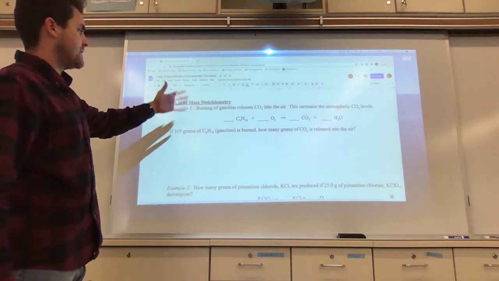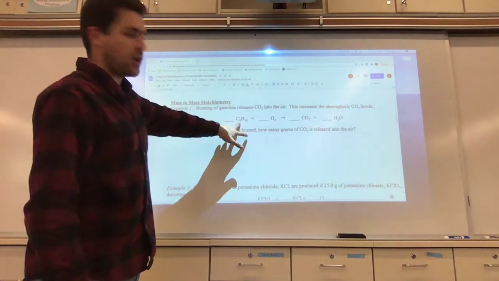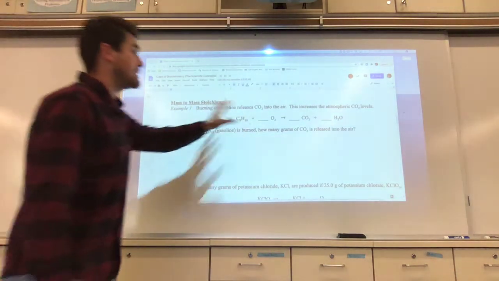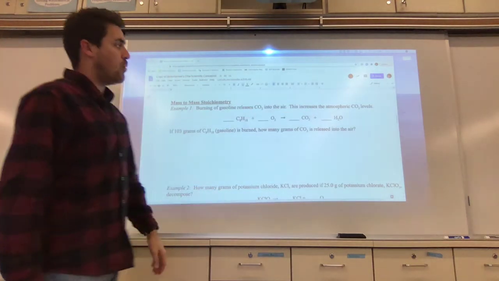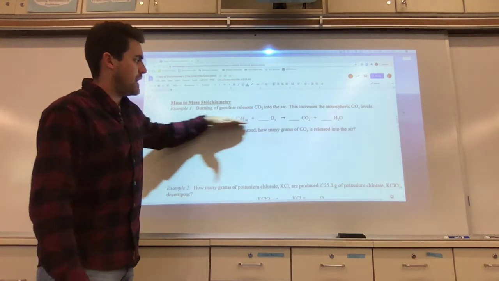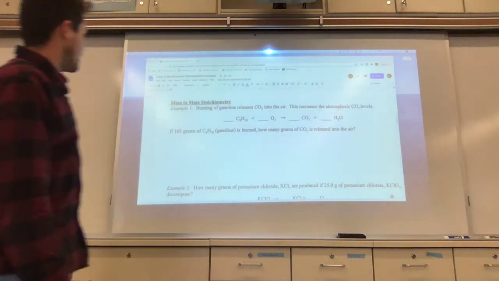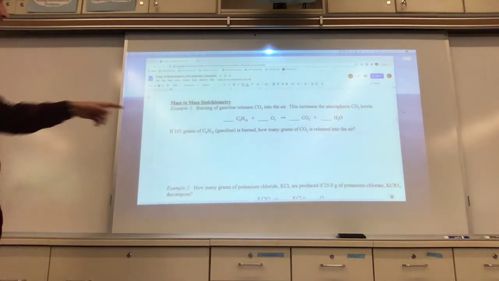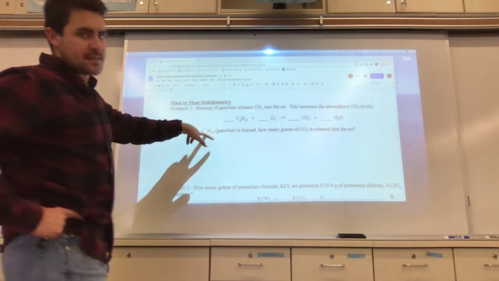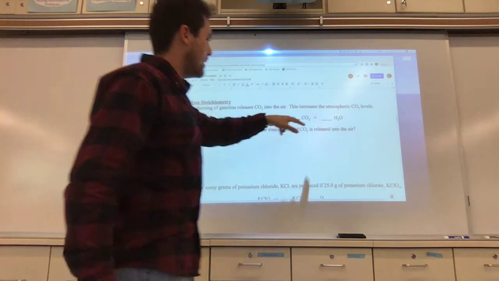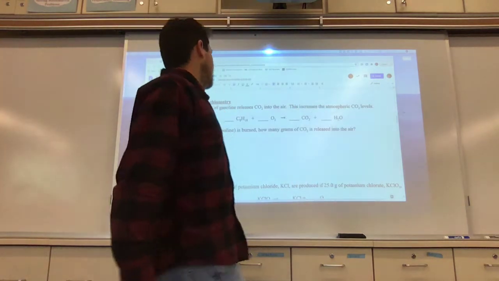So example 1 says I'm burning gasoline. I'm going to call it octane this time. So gasoline is octane, pure octane. It releases CO2 into the air and obviously water vapor. You know that any combustion reaction with a hydrocarbon is going to release carbon dioxide and water. It tells me my problem: 103 grams of gasoline, this is octane fuel, is burned. How many grams of CO2 is released?